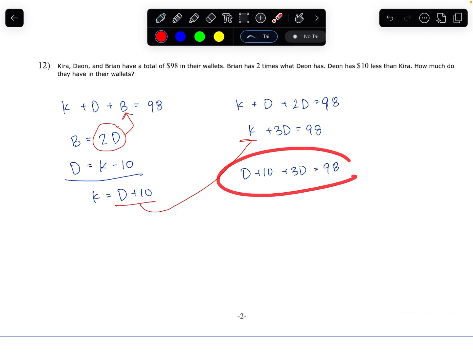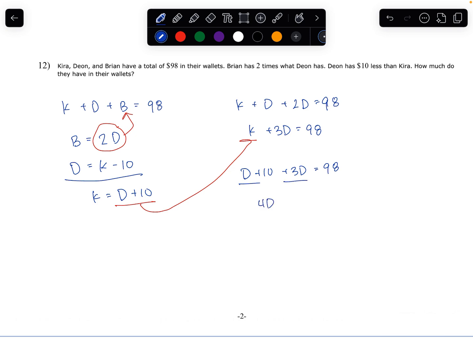Now everything either has a variable D or a constant, which means I could add these together to get 4D plus 10 is equal to 98. And then I could subtract 10 over here. So I get 4D is equal to, that would be 88. And then I could divide by 4. So 88 divided by 4 is going to be 22, yeah? So D, how much does Dion have? Dion is going to have $44.